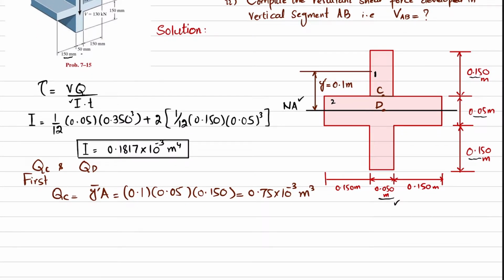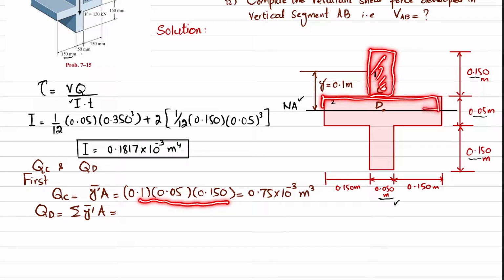Now what about QD? You can see that the D point is this one. So QD will be for this portion, this will be the area. We have two members, this is 2 and this is 1. So we will write Q is the sum of y dash into area. The first one is this one, and this area is the same as we have written over here, plus this area.